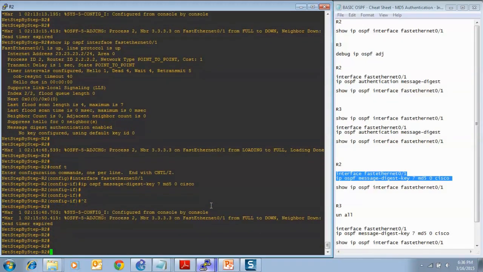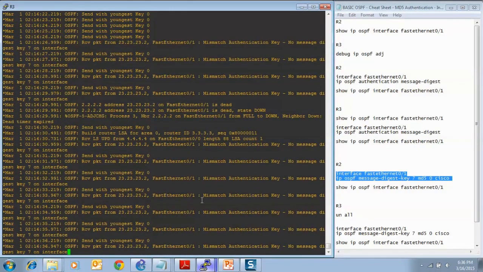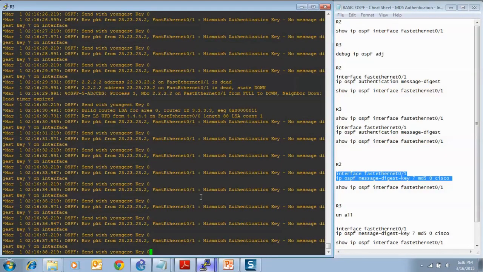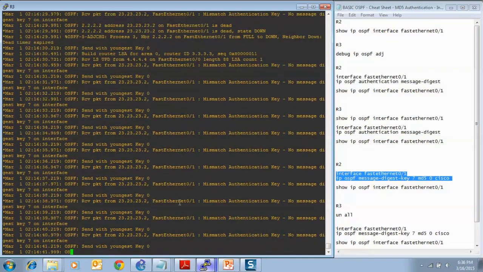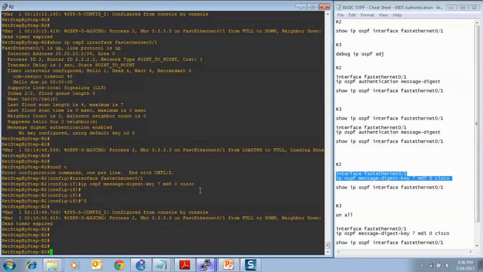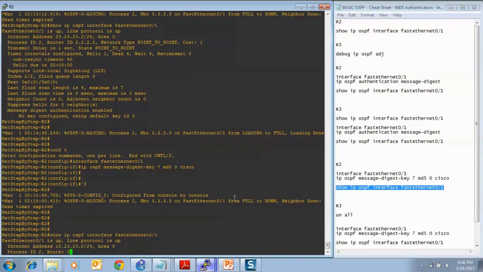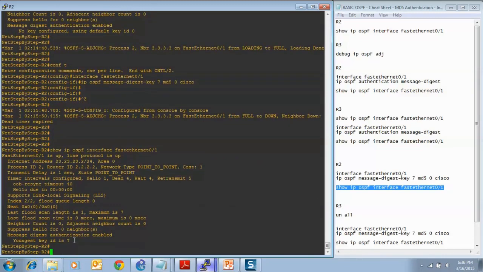Moving over to router 3, from the debug output, I see that there is a mismatch authentication key on interface fast Ethernet 0/1. Moving over to router 2, I will utilize the show command, show IP OSPF interface fast Ethernet 0/1. From the output, I see that router 2 is using key with ID 7 on interface fast Ethernet 0/1.